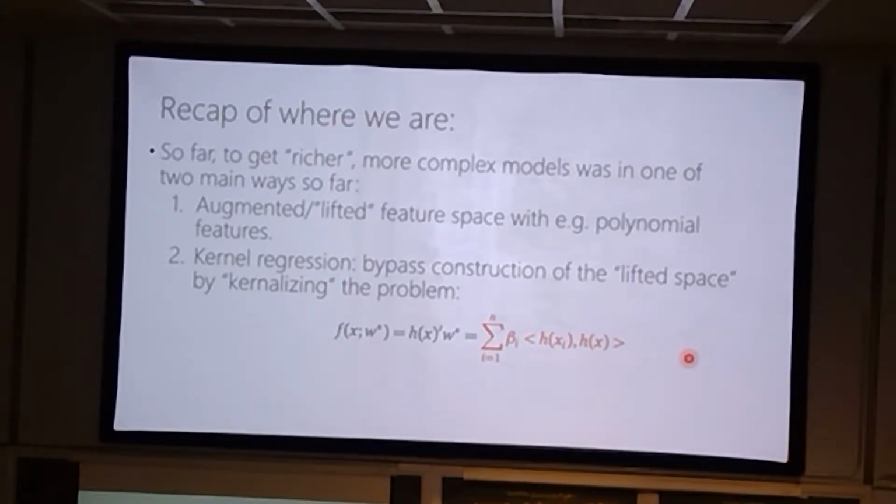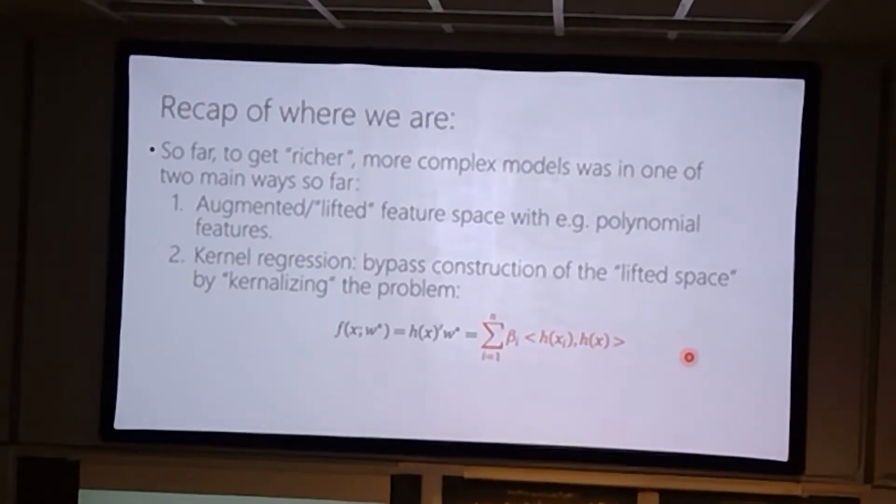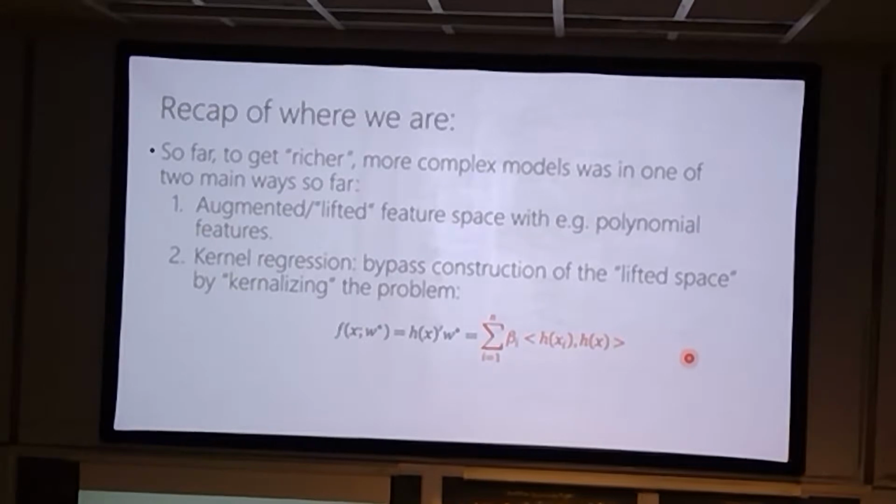You could kind of do it arbitrarily. You could construct whatever features you wanted. Polynomials are a very common one. And then the other way you saw that you could do this was with this idea of kernelizing things. And this also lets you get more complicated models.